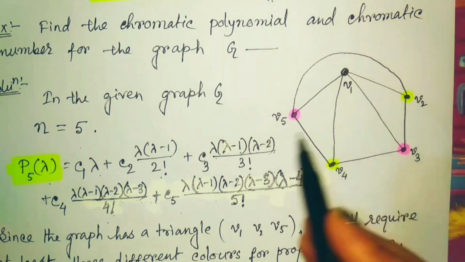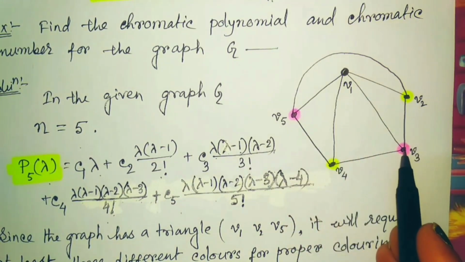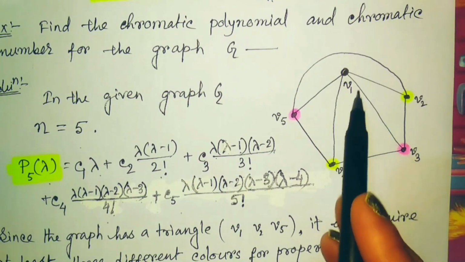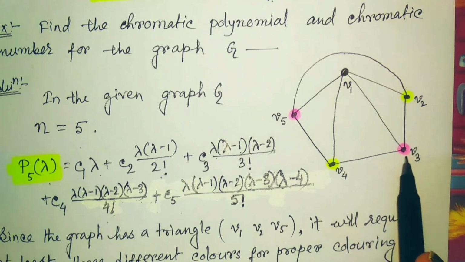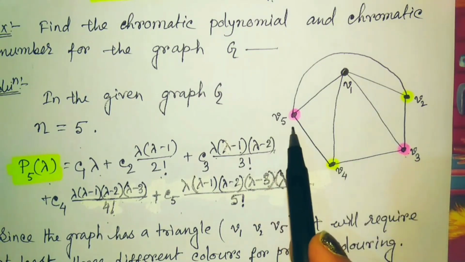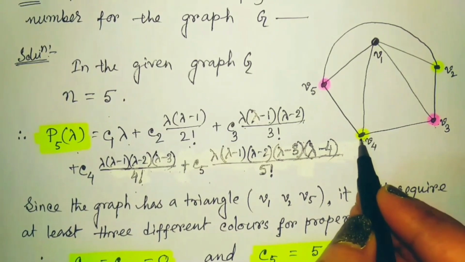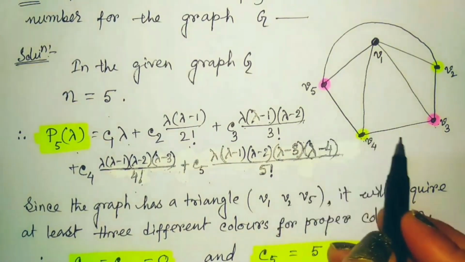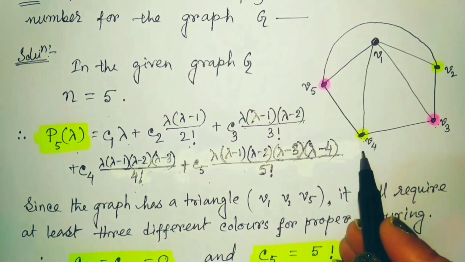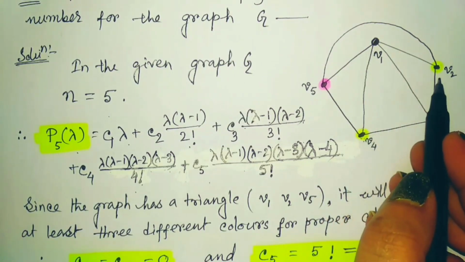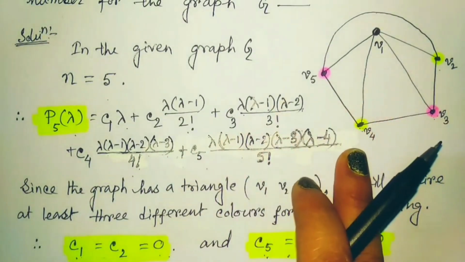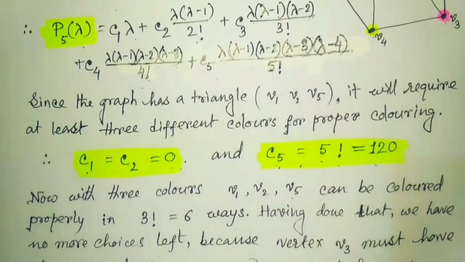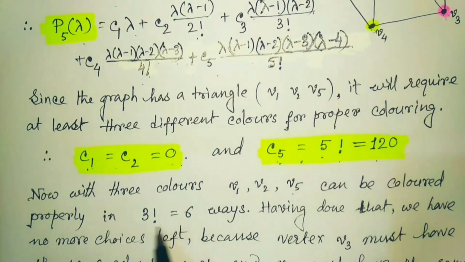Just look at the graph again. We have colored V1, V2, V5. Now for V3, V3 is adjacent to V1 and V2. So V3 should have a color which is the same as V5. Now V4 is adjacent to V5, V3 and V1, so its color should be the same as V2. So in this way, we require only the three colors to color this graph properly. So with three colors, there are 6 ways to color the graph properly.